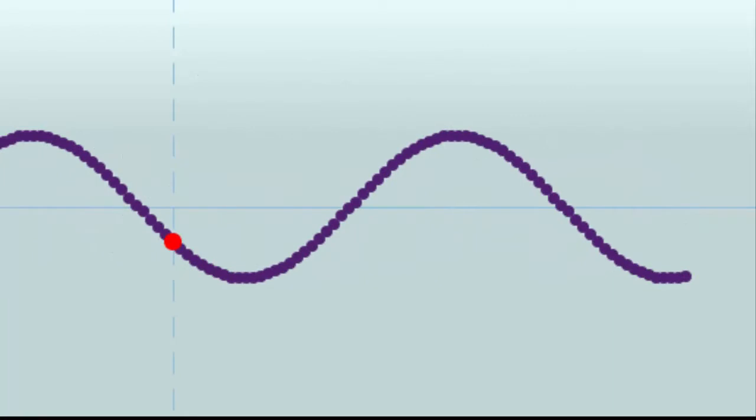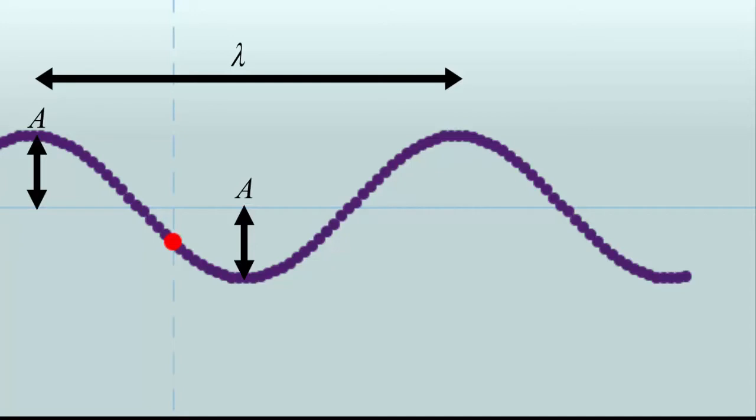Now let's freeze the wave and have a look at some of its characteristics. The maximum displacement of the disturbance of the wave is called the amplitude. This is the same definition as that for simple harmonic motion. That is, it's the amplitude of the red dot moving in oscillatory motion. The wave traces out a sinusoidal pattern that repeats itself along the direction of propagation. The length of one complete cycle is called the wavelength, and is given by the symbol of the Greek letter lambda.